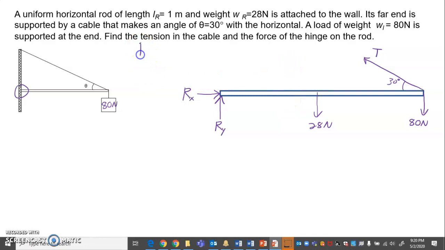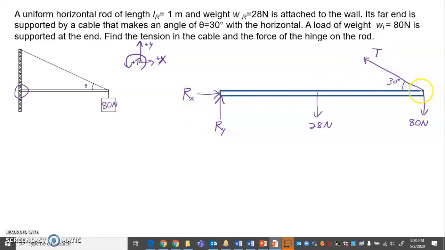Now we're going to go ahead and pick up to be our positive y direction, to the right to be our positive x direction, and counterclockwise to be our positive direction for torque. We get to pick an axis of rotation wherever we want. We could pick it in the middle, on the right end, right here, anywhere that we want. We have three unknowns, and those are listed here, Rx, Ry, and T.